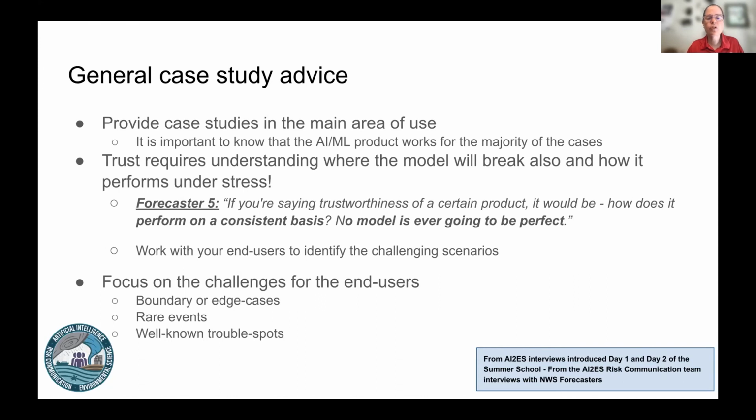And then finally, look at the well-known trouble spots. I can't tell you how many forecasters said, well, this area provides problems for me, so I would really like to see if the model could help me with that, right? And so if you can identify those well-known trouble spots in whatever it is you're trying to predict, I think that's a good place to put in some case studies, because then they could know it could help them or not.